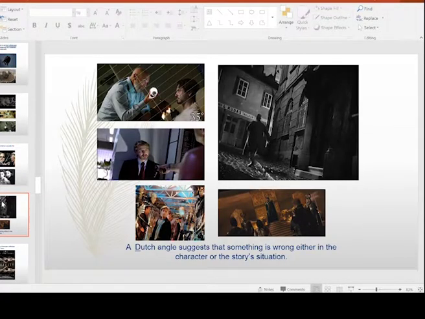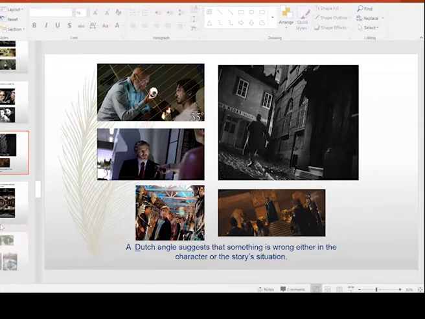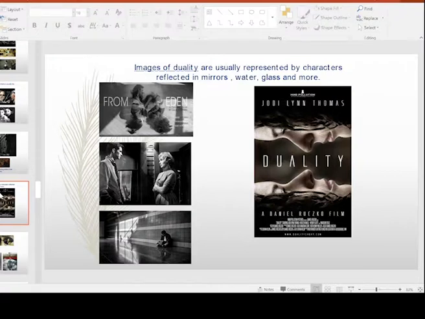Dutch angles, now they can be called Dutch or canted, and this suggests something's wrong with the person. So whenever someone's filmed in this odd angle, we know that something's wrong with them and that they're sort of evil in some way, or they're going to do something.